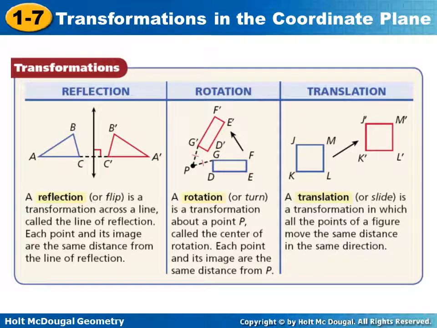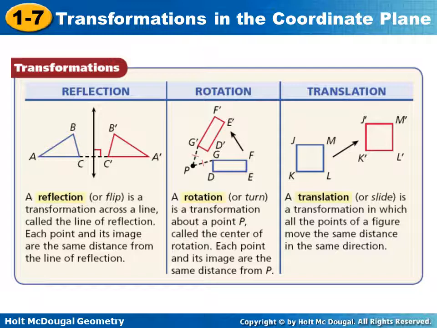So we have a couple different types of transformations, which again we have already looked at, but now we're doing them with shapes. A reflection, or a flip, is a transformation across a line called the line of reflection. Previously we've had the x and y axis for the line of reflection, but you can have any line for the line of reflection. Each point and its image are the same distance from the line of reflection.